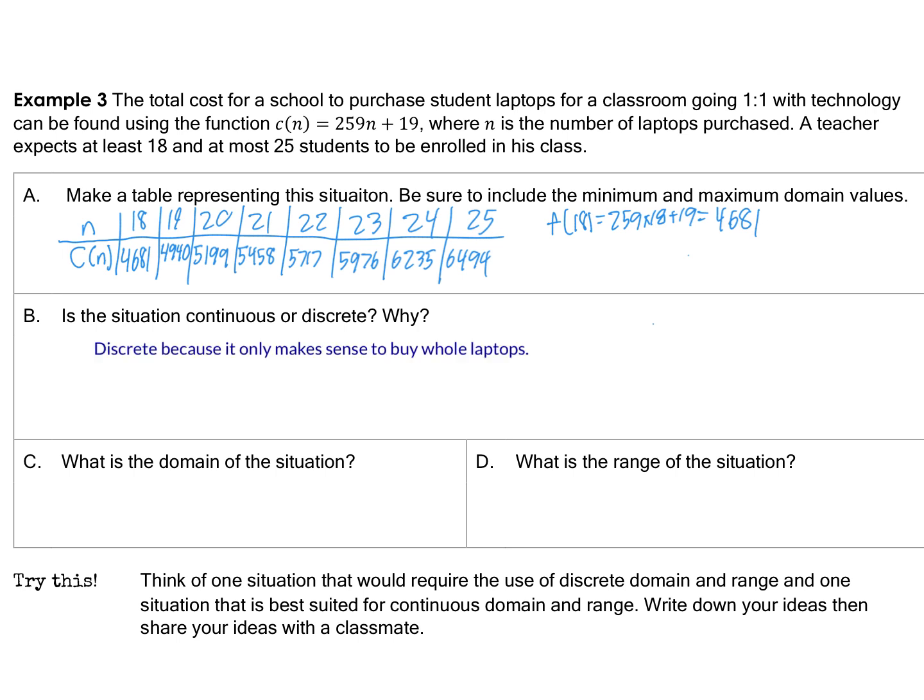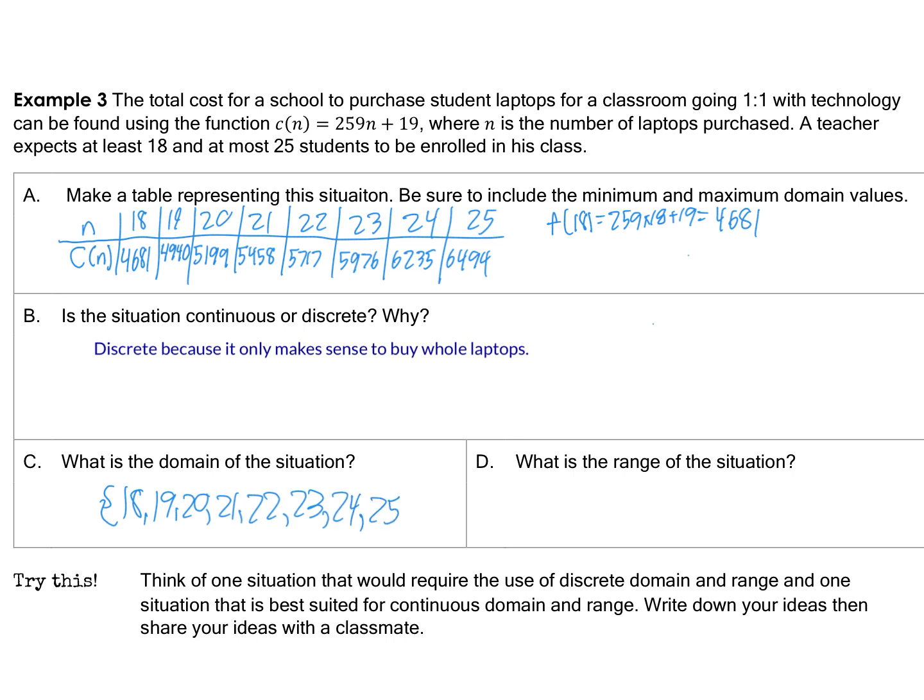In this case, the situation is discrete because the school can only purchase laptops in whole units. It does not make sense for the school to purchase 8.25 laptops, for example. Then we look at what is the domain of the situation. In this case, it's only the numbers 18, 19, 20, 21, 22, 23, 24, 25.